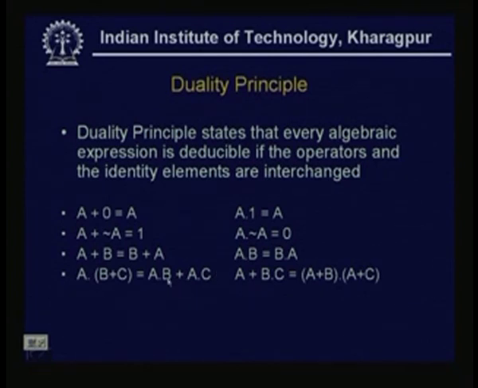So, if we now replace this first dot by plus and the second operator, this plus, by dot, the left hand side of the expression becomes a plus b dot c and the right hand side of the expression becomes (a plus b) dot (a plus c). So, this is mainly the duality principle. If we consider only the basic postulates of Boolean algebra, then it shows this type of property.